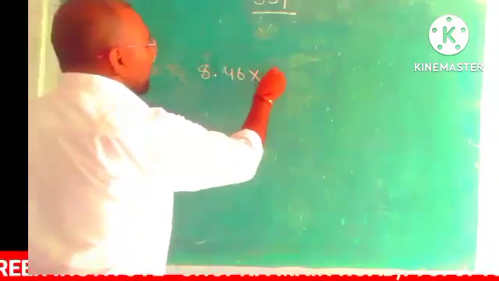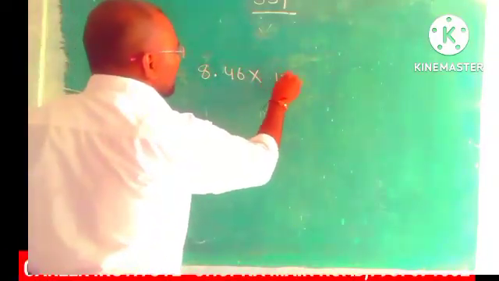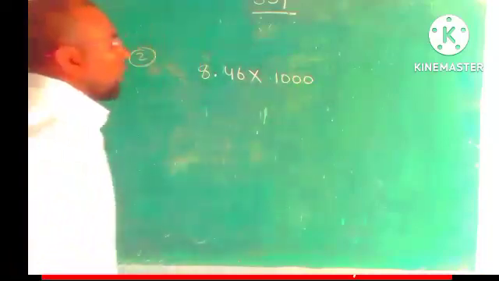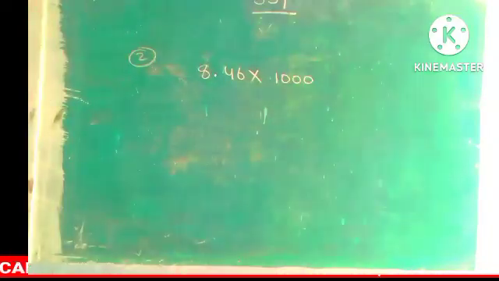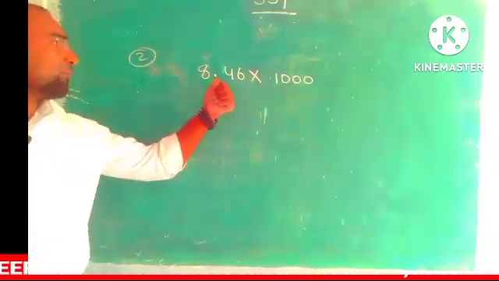8.46 multiplied by 1000. All silent, guys? Okay, then just sit. The question is 4 point.